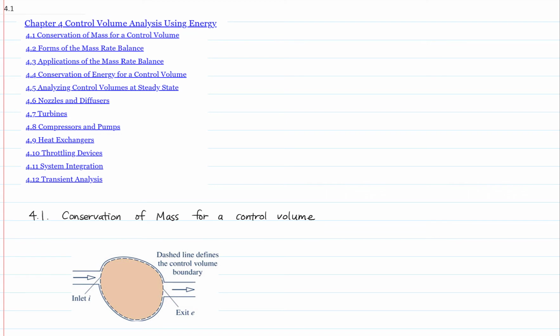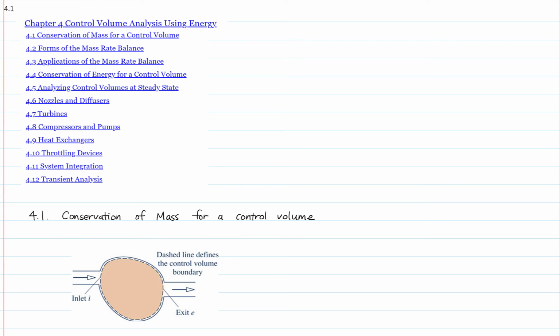Chapter 4 Control Volume Analysis Using Energy. So far we have considered closed systems. Mass was not allowed to cross the system boundary. In this chapter, we are going to consider open systems or control volumes. It allows mass to cross the system boundary. The fluid flow goes in and out of the system.